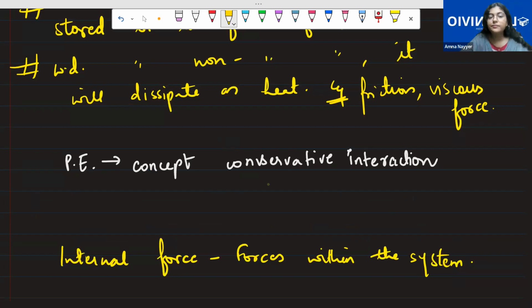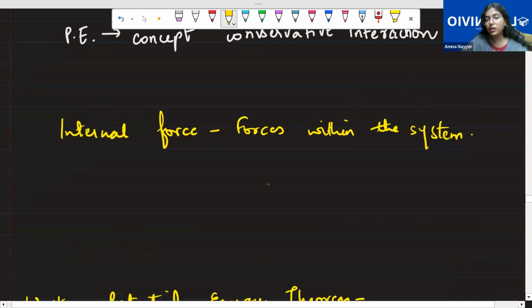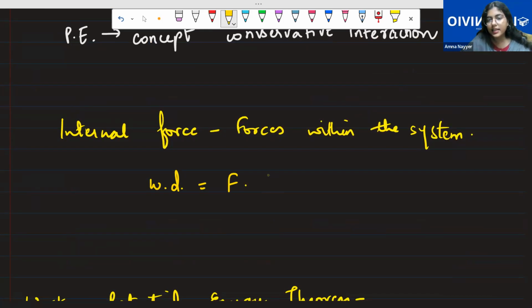Also, one more thing. When we talk about the work done, work done is F dot S. So there is work done by the internal force, and work done by the external force. Internal forces and the external force. This is a lot of theoretical part. We'll come to numericals, don't worry.